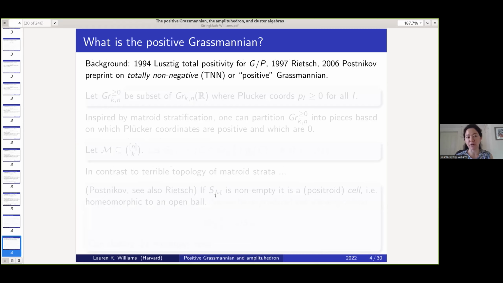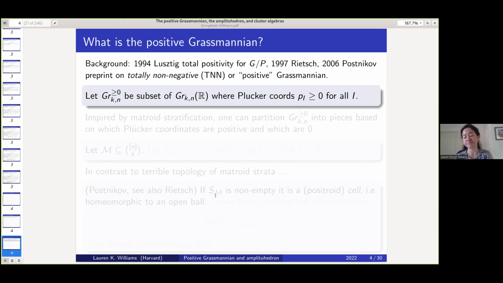The positive Grassmannian is defined to be the subset of the real Grassmannian where our Plücker coordinates are always non-negative. And if you're concerned about Plücker coordinates only being defined as coordinates in projective space, we'll just define the positive Grassmannian to be the subset of the Grassmannian where the Plücker coordinates all have the same sign.